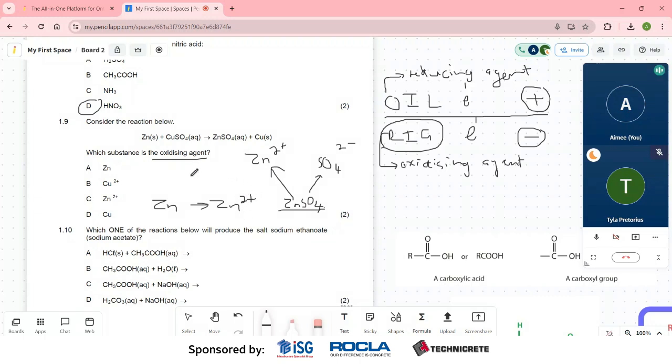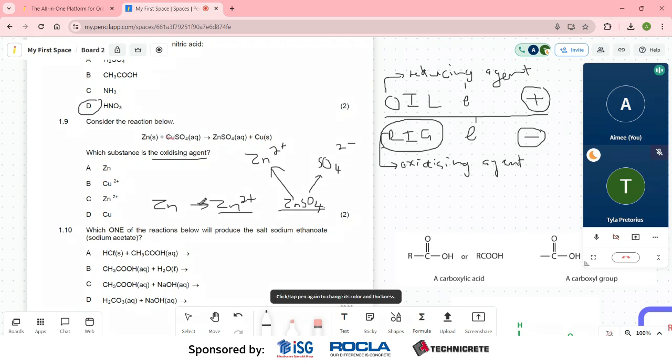This means that our atom has become more positive. Oxidation is the loss of electrons. The only way you become more positive is by losing electrons. And losing electrons is oxidation, which makes zinc our reducing agent. But we're looking for our oxidizing agent, which means that our oxidizing agent needs to be the other ion present in our reaction. It's not zinc, which means it has to be our other ion, which is copper.